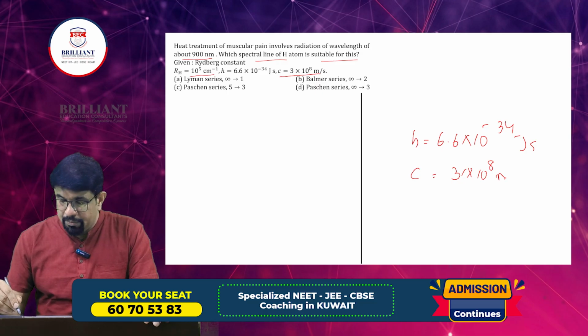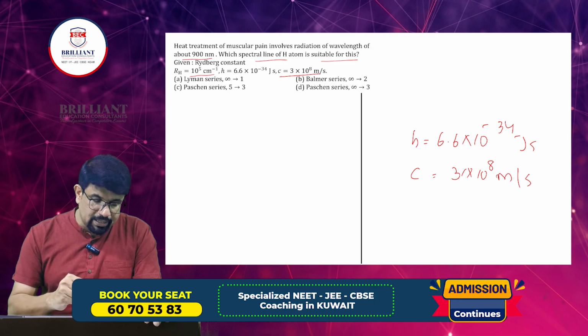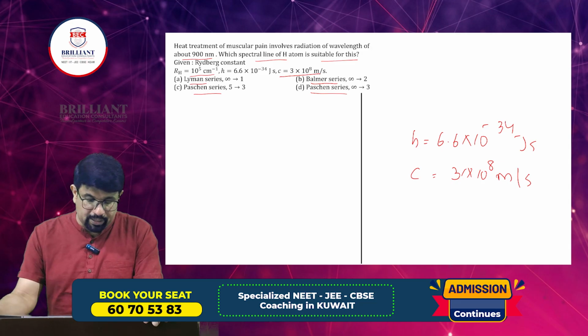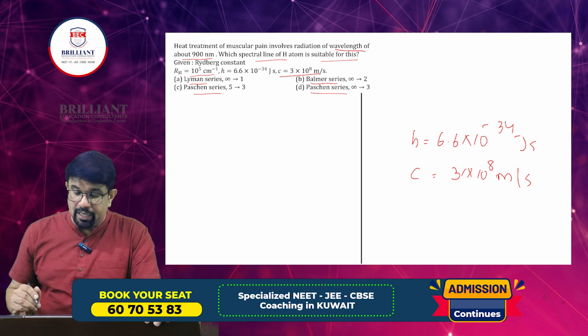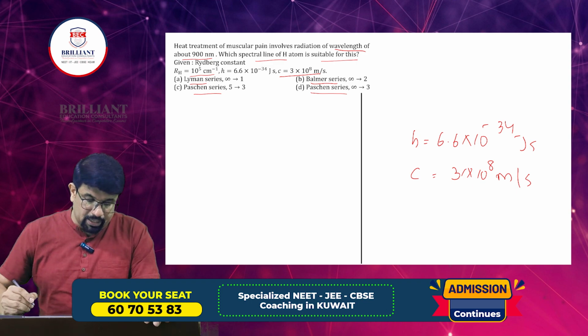That is meter per second. Then they are given the options: a transition from infinity to 1 in Lyman series, then Balmer series infinity to 2, Paschen series 5 to 3, and Paschen series infinity to 3. Here the wavelength they are given is 900 nanometer, right? Then what is the equation we can use for this numerical?